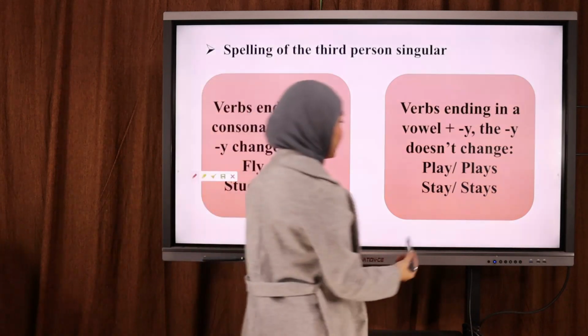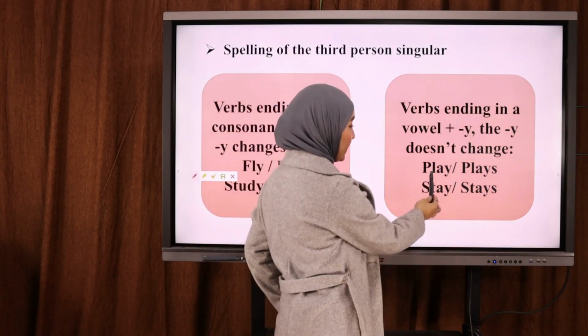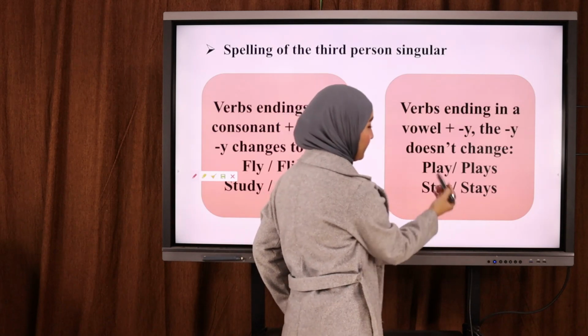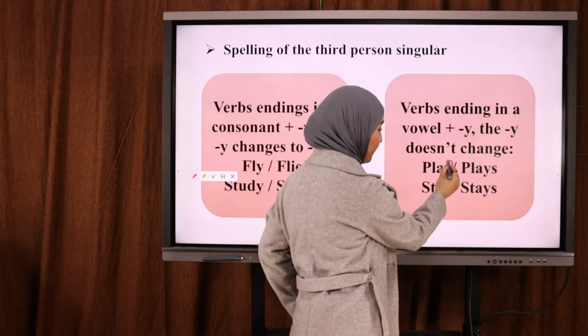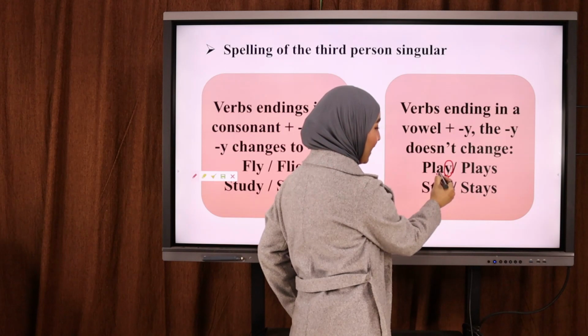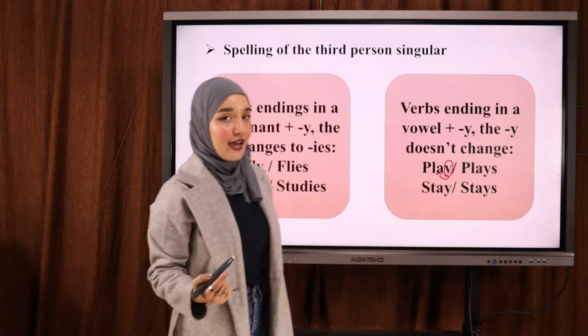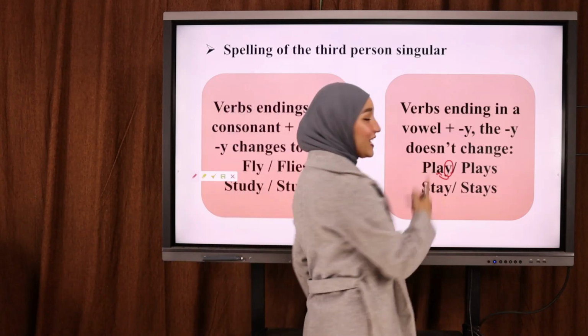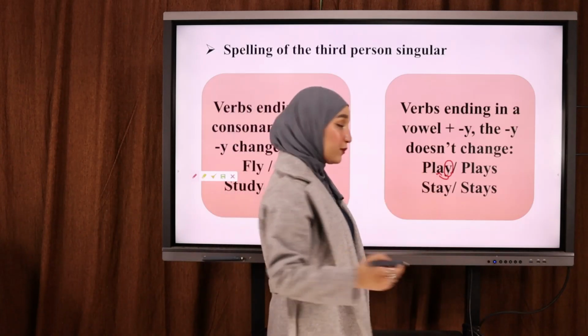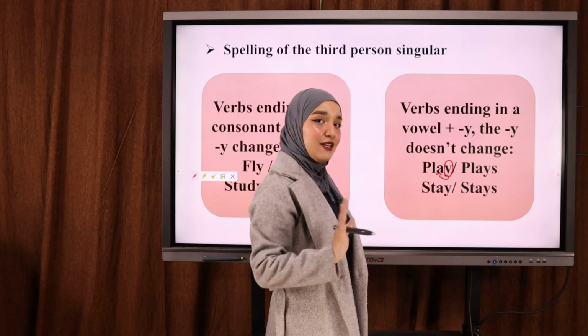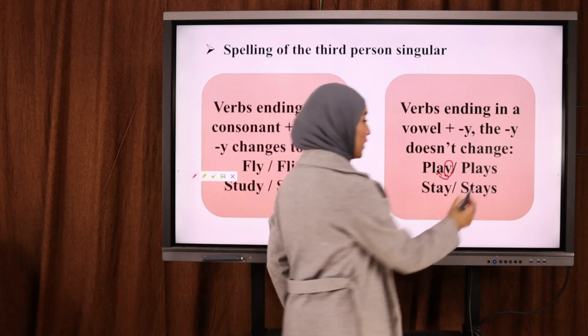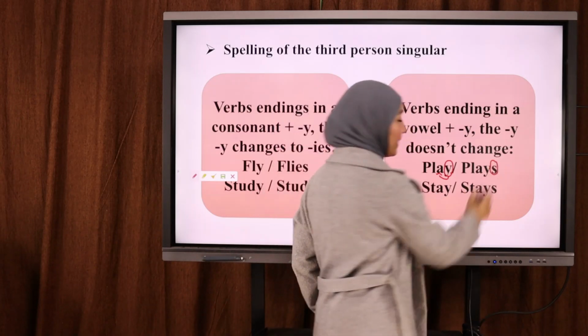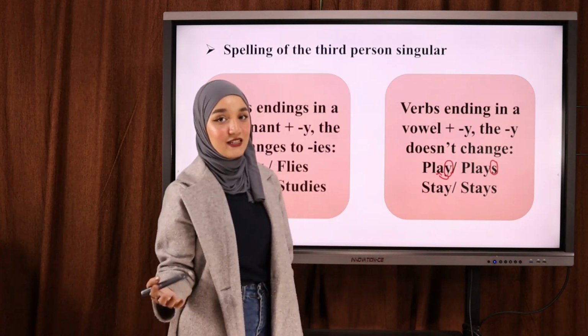Play. Okay? So the spelling is P, L, A, and Y. So here's my Y. Before the Y, I have an A, which is a vowel. So with he, she, and it in the present simple, I don't change anything. We just add S with she, he, and it.